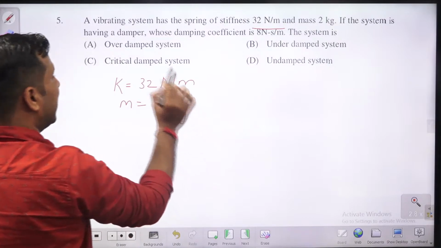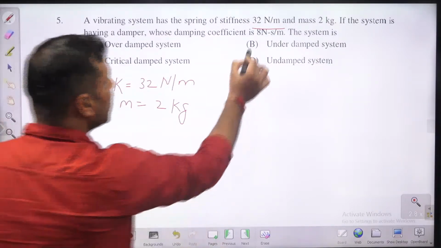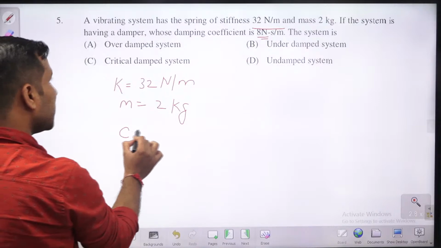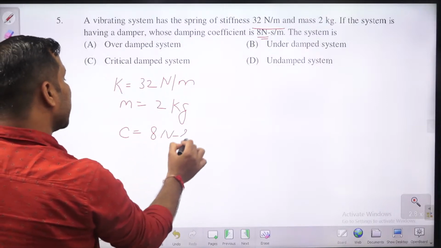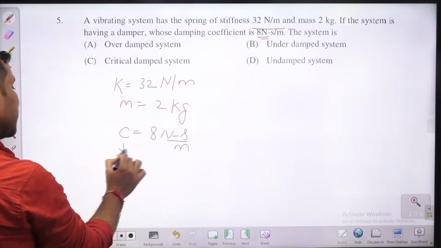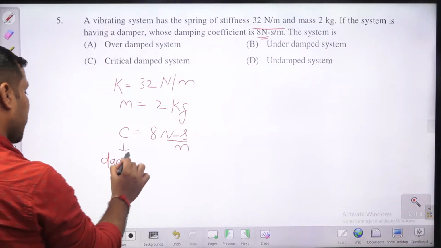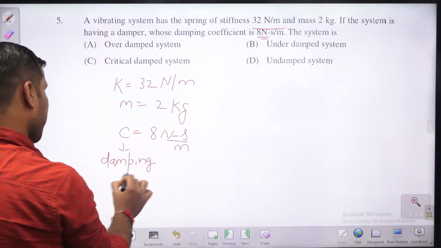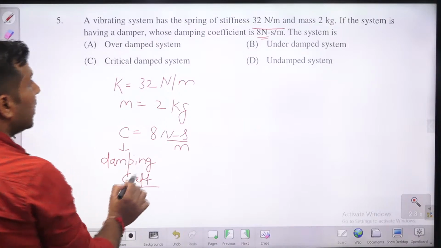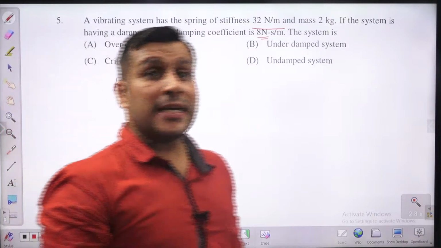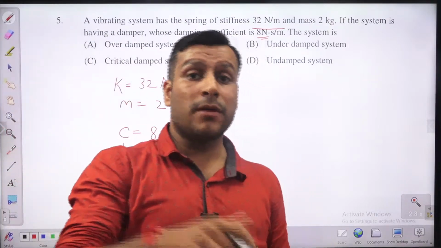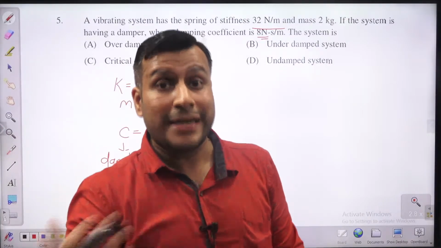The system is having a damper. Damping coefficient is given to you guys. C is given to you. C is how much? C is 8 Newton second per meter. This is the damping coefficient guys. Okay, now what is it asking you? The given system, the damper is there. The given system is an overdamped system, underdamped system, or critically damped system.